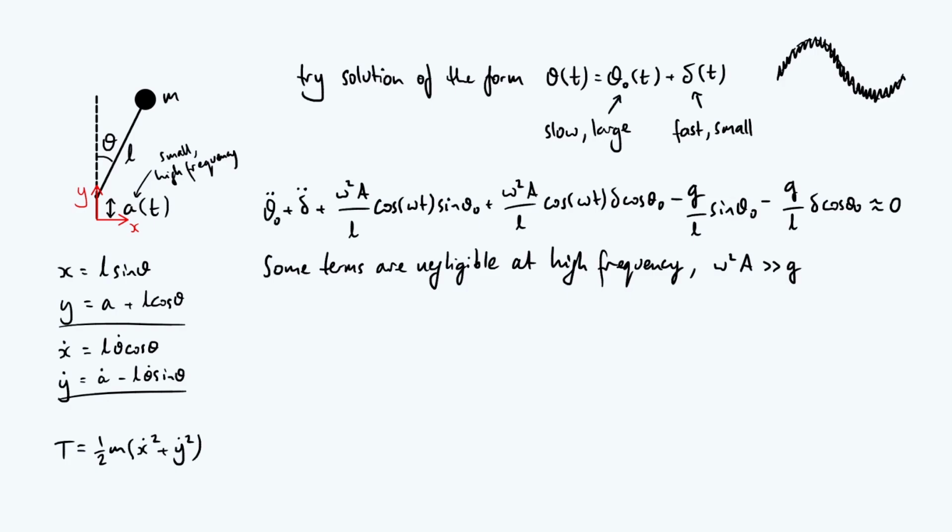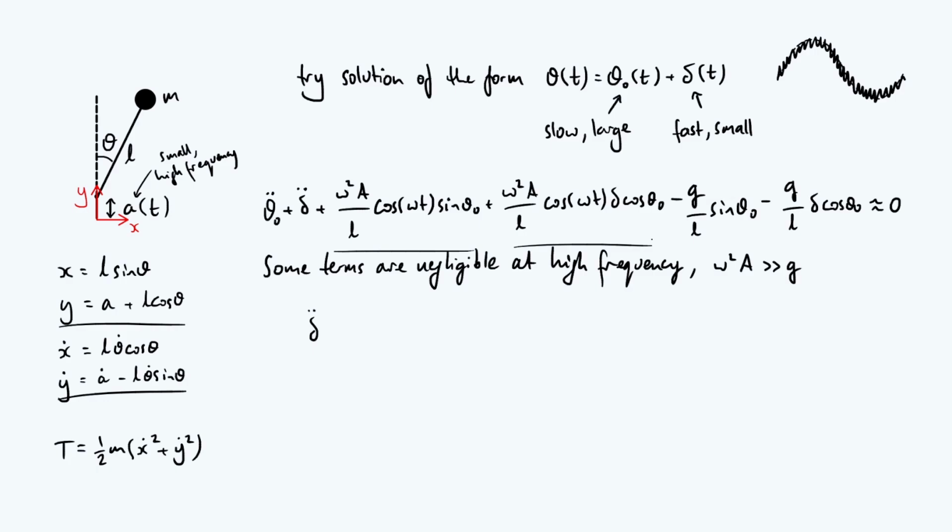And so it's safe to say that theta naught double dot, even if theta naught is not negligible compared with delta, theta naught double dot is negligible compared with delta double dot, right? So I'm going to ignore that first term and just start my simplified equation of motion with a delta double dot.